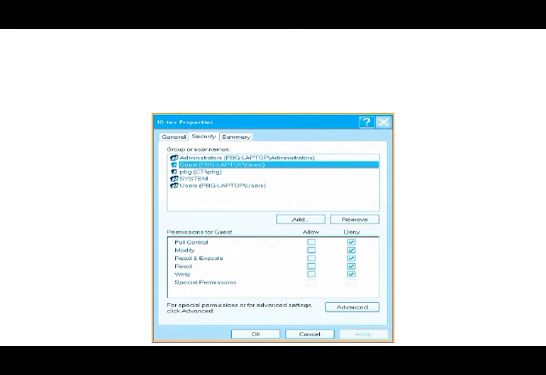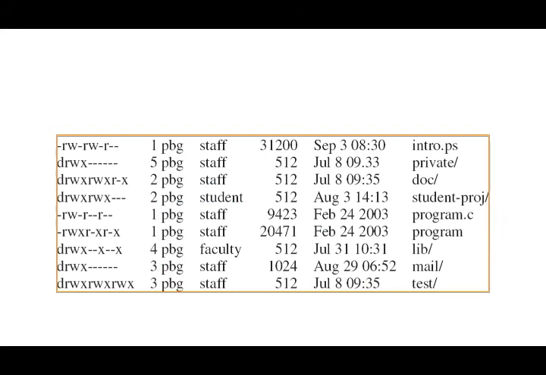This is the group of users and access type window in Windows. In this area is the list of groups of users. And in this area is where to set permissions for every group.